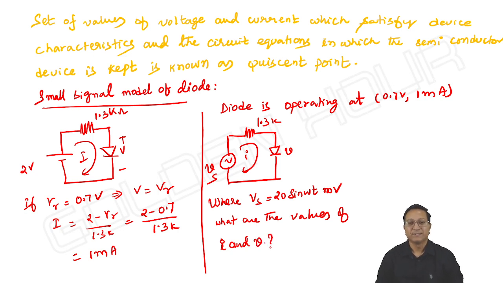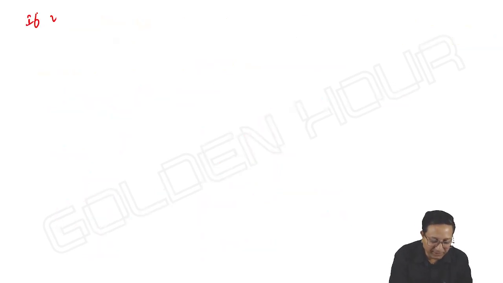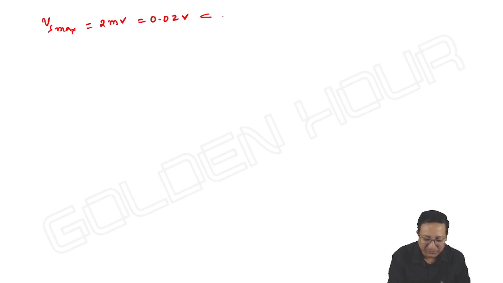How do we find them? First of all, does the diode conduct? No. Vs maximum is equal to 20 millivolts, which is 0.02 volts, for which the diode cannot conduct at all. If I consider Vs maximum equal to 20 millivolts, which is less than V gamma, there is no scope for the diode to conduct.